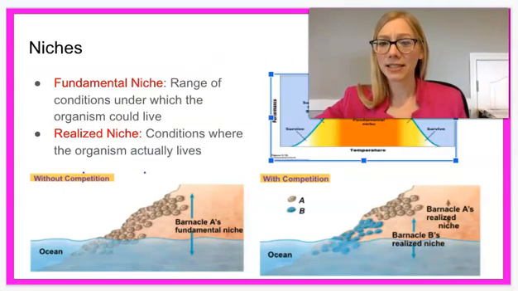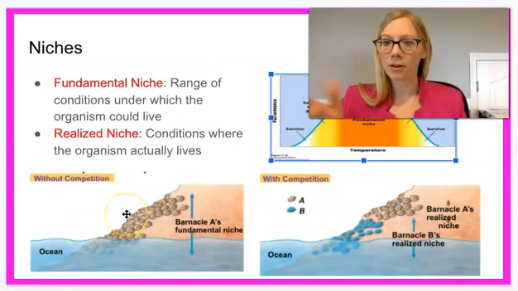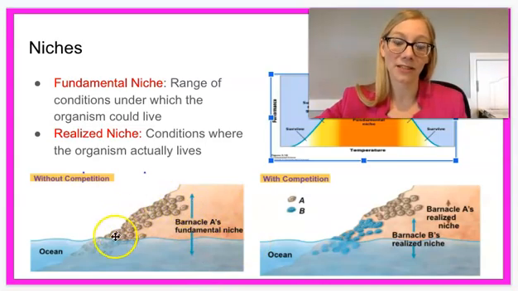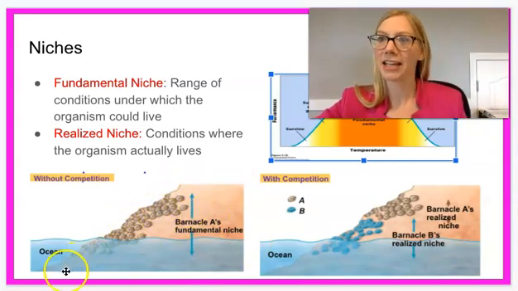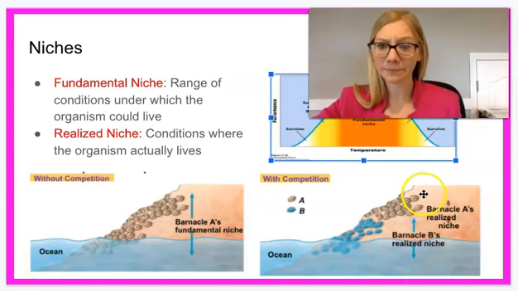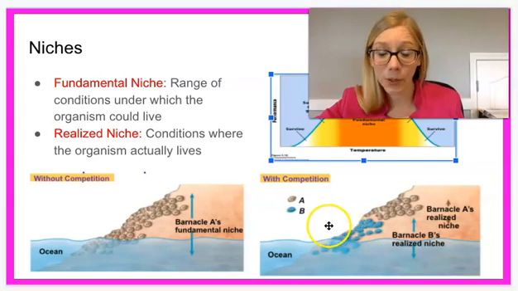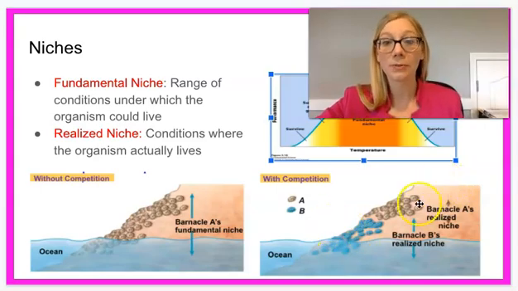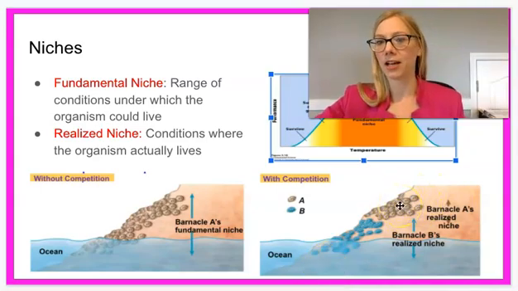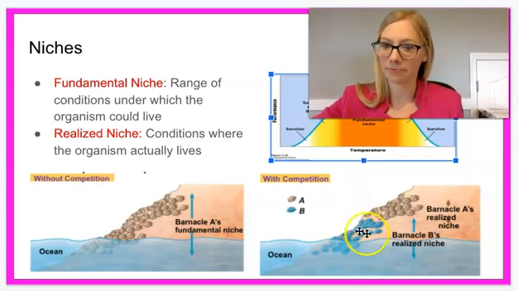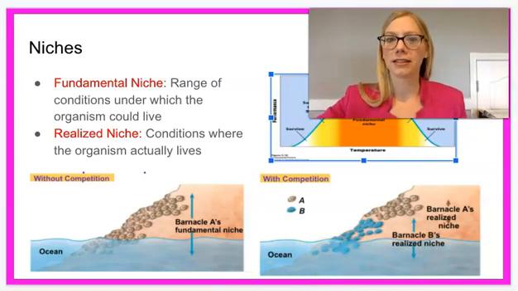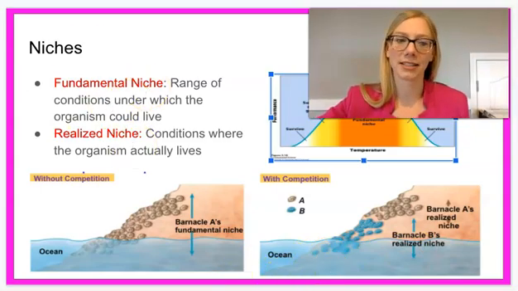One example of this is these barnacles, right? Without competition from other barnacle species, barnacle A could be found in all of this area. Notice it's on the land and it's in the water, right? It could be found in both locations. But when barnacle B is present too, we notice that we don't see barnacle A in the water, right? We see that its realized niche becomes up here on the land because it can survive there, and maybe barnacle B can outcompete it, if you will, for this ocean space. So we have our fundamental and our realized niche.